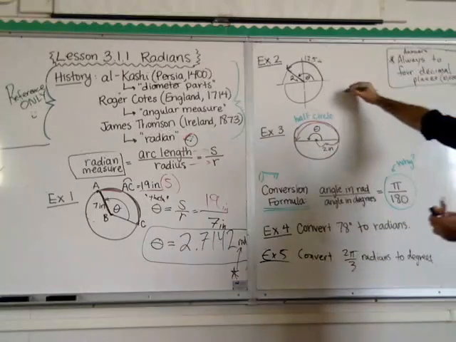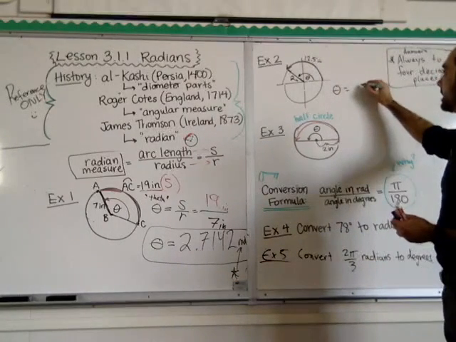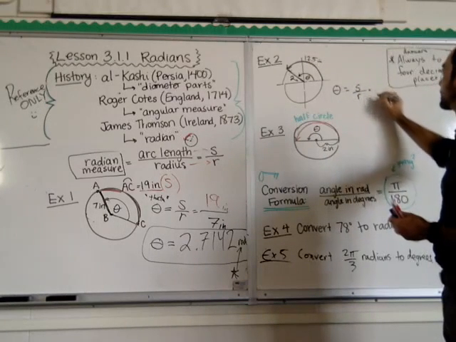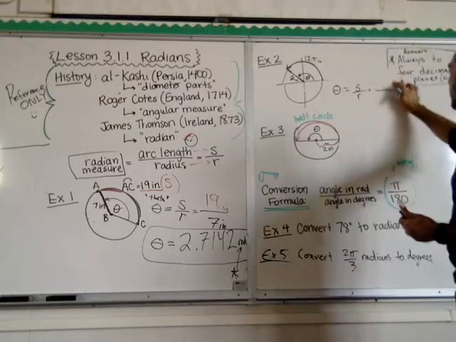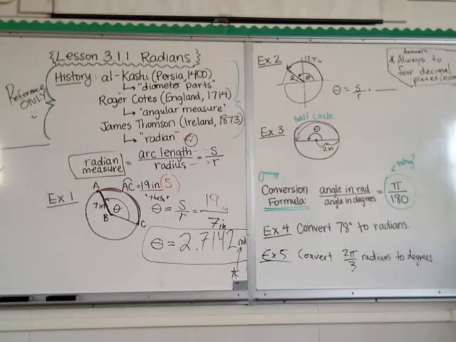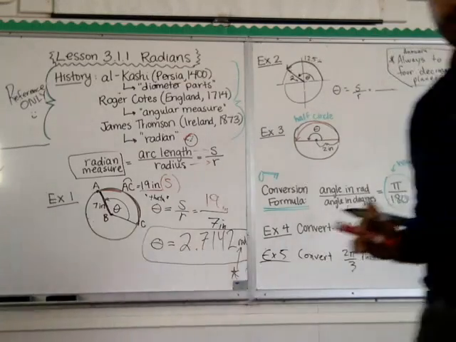Let's go ahead and do example number 2. I want to see you do that on your own. Find theta. It's just the ratio of our arc length divided by our radius. So what is that going to give us? Just for example 2, go and work that on your own. Ask your neighbor if you need some help to start.